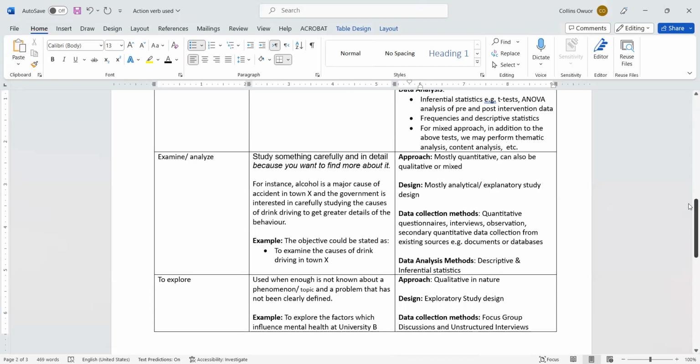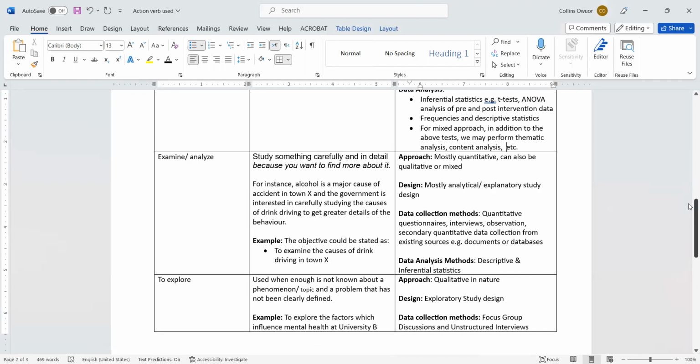So our next action verb is to examine or analyze. Always remember to carefully choose these words because they mean different things, and as we are seeing right now, they determine what kind of approach you may take. To analyze or examine means to study something carefully and in detail because you want to find out more about it. So it's a detailed and careful analysis of something.